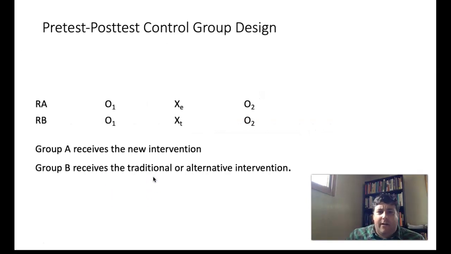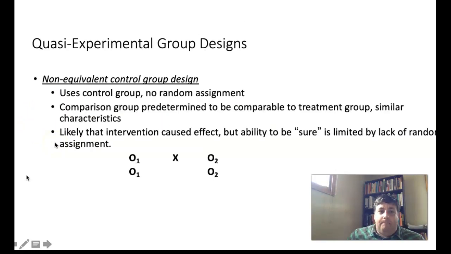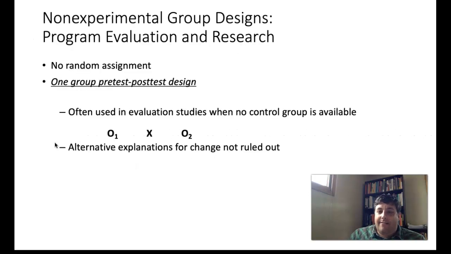So the other design that you can use isn't a pre-test, post-test control group design, but you can still use one treatment versus some other treatment. And that's also very useful because, again, you can use randomization. Sometimes, though, it's impossible to randomize people, and so you could use a quasi-experimental group design, which, again, remember, quasi-experimental groups don't include randomization.